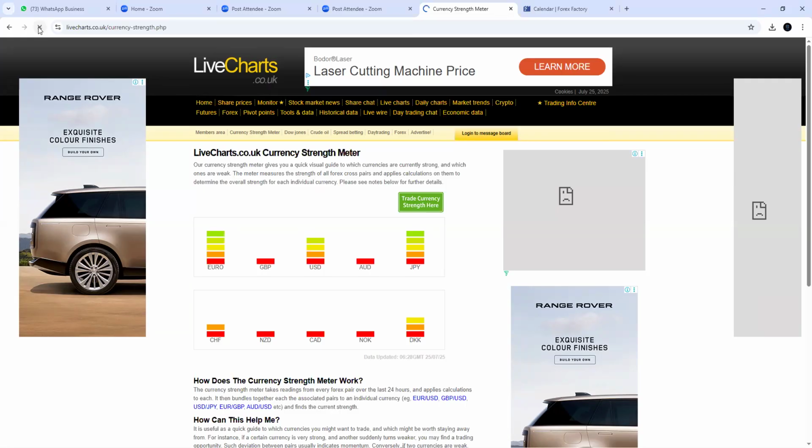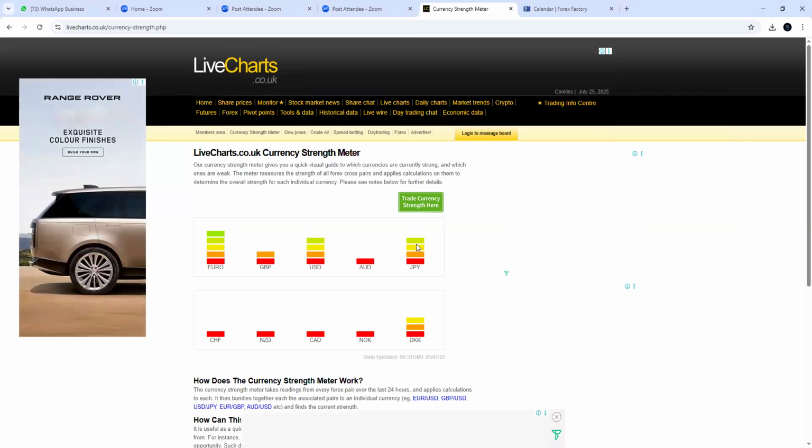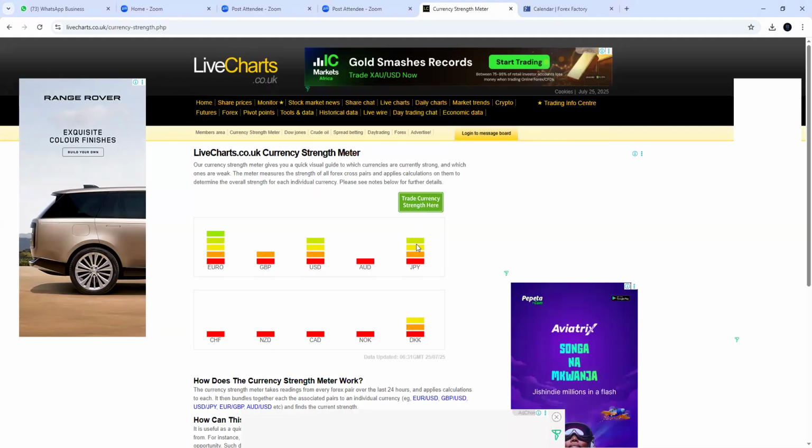But again, we're expecting that the market is going to change a little bit, especially now that the London market is opening. You can see GBP is already starting to gain strength while JPY is starting to lose strength. That basically means that when that happens, there's a high possibility the market is going to start changing.